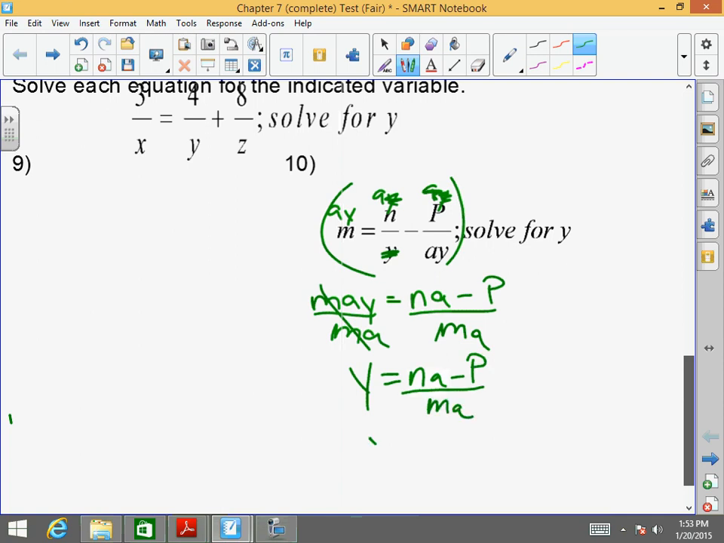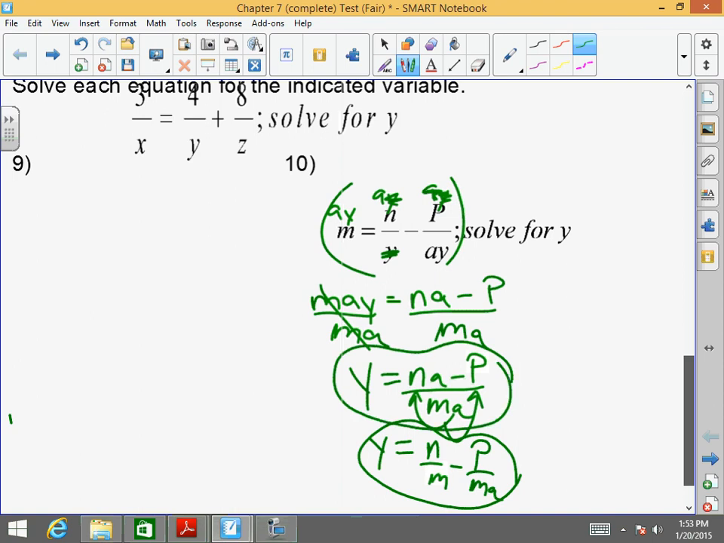Or, some people got fancy. It was pretty impressive. They distributed the MA to both of these. So that'd be N over M minus capital P over MA. So either or. Could have done either one. I accepted either one. Yes. Guys, I'm not trying to be mean. You cannot switch that M with the Y. Remember how I told you I was going to come bite you in the backside one day?